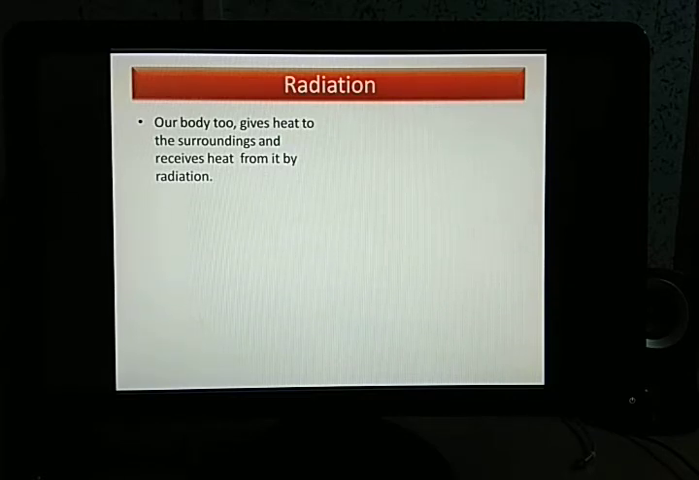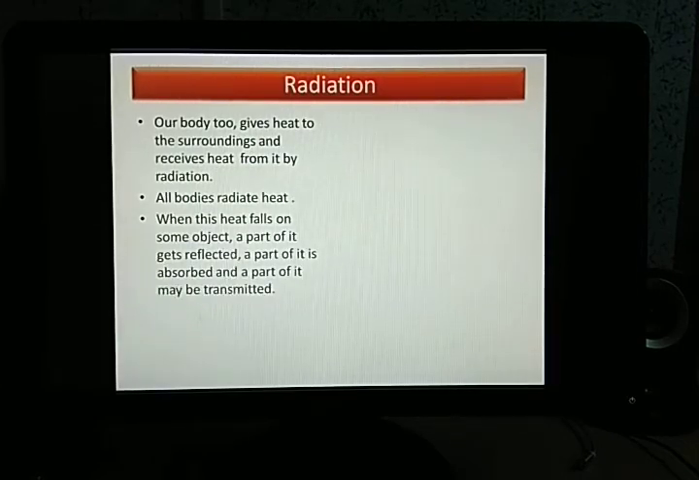Say for example, we are breathing out carbon dioxide. This is also a form of energy or heat. Clear? So we are also giving out heat to the surrounding through the process called radiation. Now all bodies radiate heat. It's not only us, each and every body will radiate some amount of heat. Maybe less, maybe more, but it will radiate.